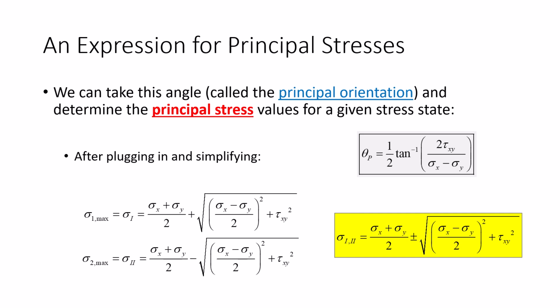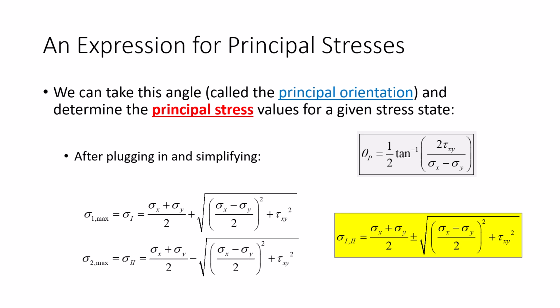But what we get are these 2 very magical formulas here called sigma 1 and sigma 2. And I propose to you that under a generic stress orientation, these are the worst case normal stresses that you could ever get. In fact, if you look, the formulas are exactly the same, except one's a plus and one's a minus. So it is very common to collect those into a single equation.